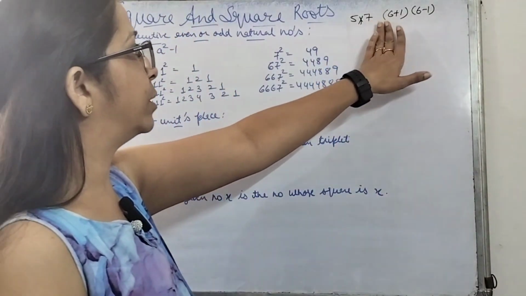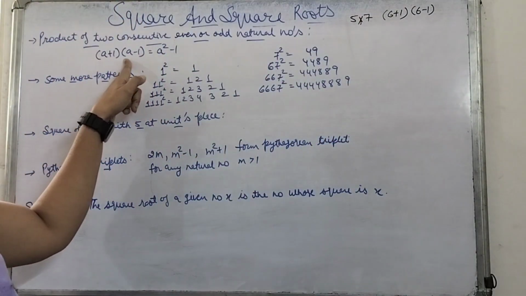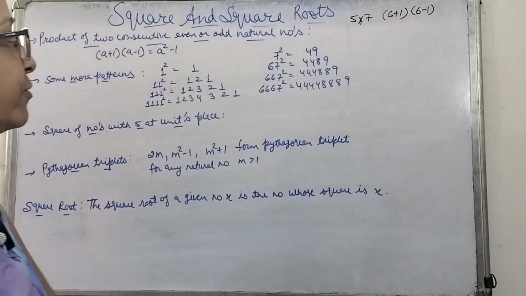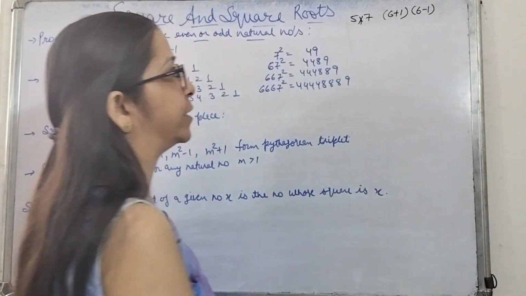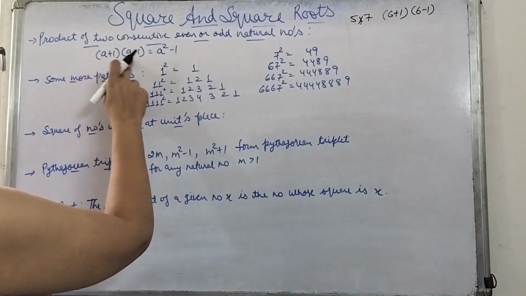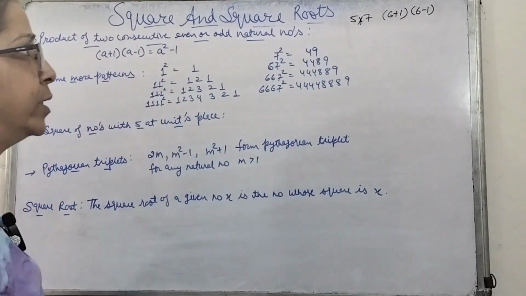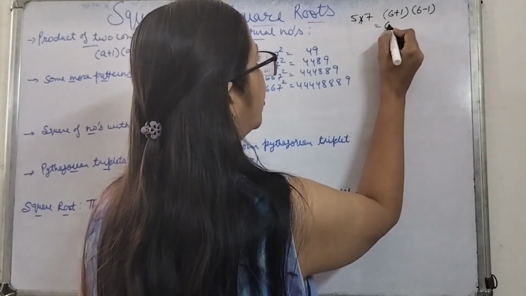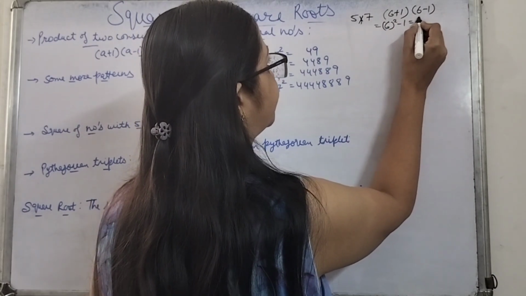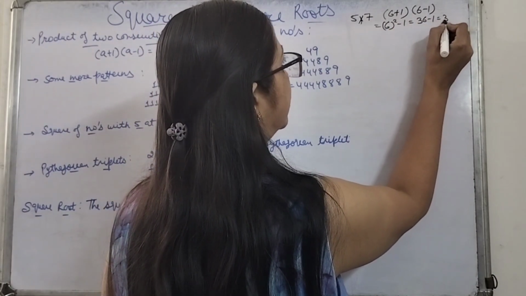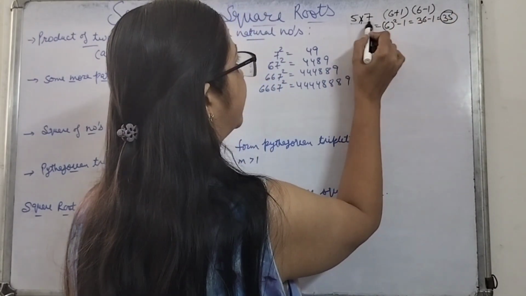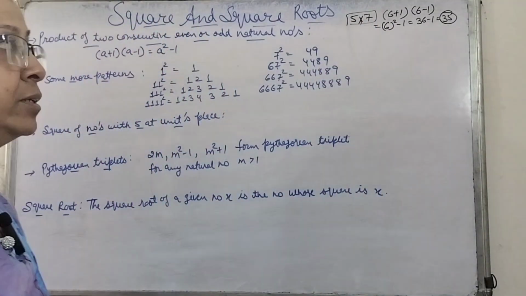If we compare this with (a plus 1)(a minus 1), we can see that the value of a is 6. So the product of these two will be equivalent to a square minus 1, that means 6 square minus 1. 36 minus 1 is 35. And we know that 5 times 7 is 35.